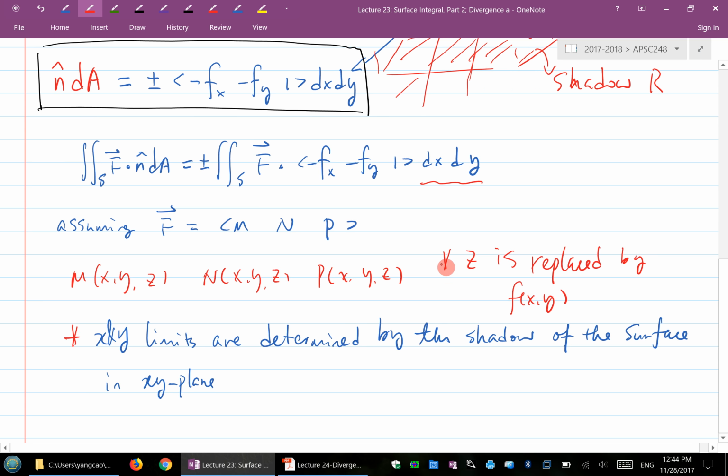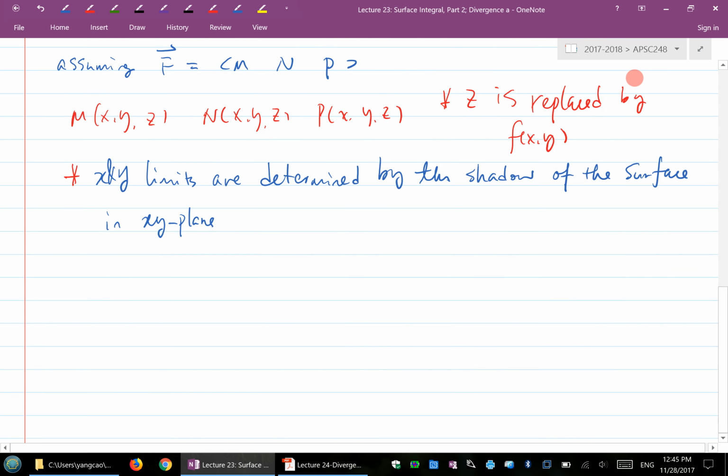Okay, so these are a couple of important things that you need to remember. First of all, you need to replace the z with f of xy, so no z anymore. And second of all, finding the xy limits is purely based on the shadow of the surface in the xy plane. Okay. So those are 2 crucial points. If you can remember this, the rest of the work is basically just a double integral as you did in the previous lectures and exercises.